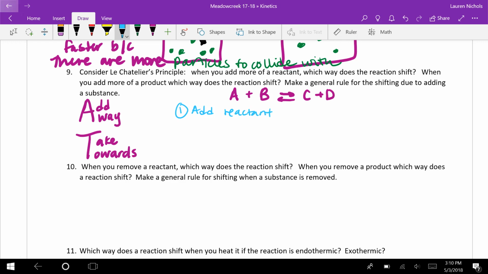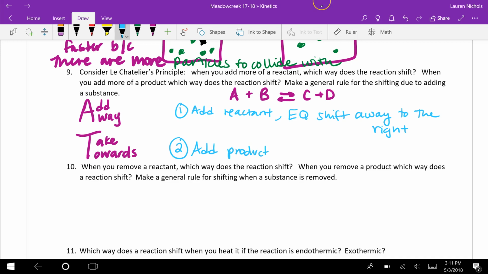Okay, well, if I add more of, let's say, B, equilibrium will shift away from wherever that is. Because B is on the left side, equilibrium will shift away to the right. Okay, if we add a product, then equilibrium will shift away, which is to the left.